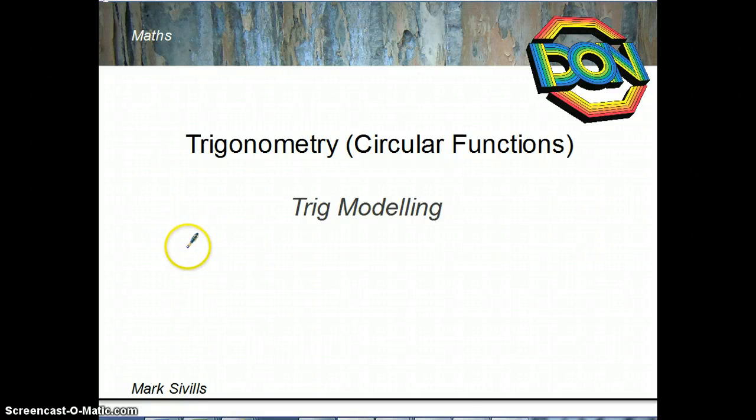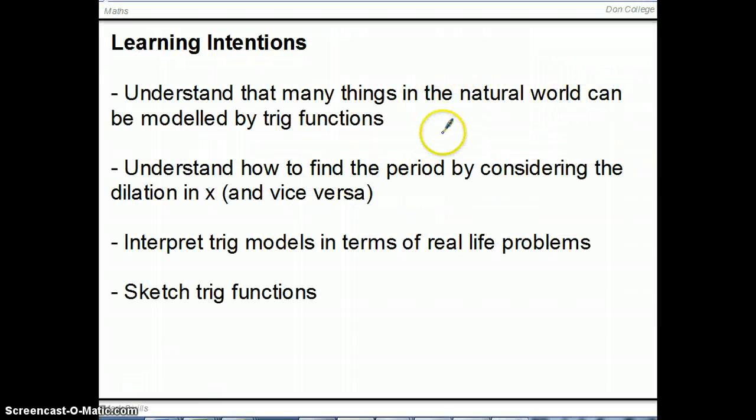Hi, this video is on trig modelling in the trigonometry or circular functions unit. Learning intentions are that you'll understand how things in the natural world can be modelled by trig functions, how to find the period by considering the dilation in x and vice versa, interpret trig models in terms of real life problems, and you'll have to be able to sketch trig functions, so we'll go through some of that as well.